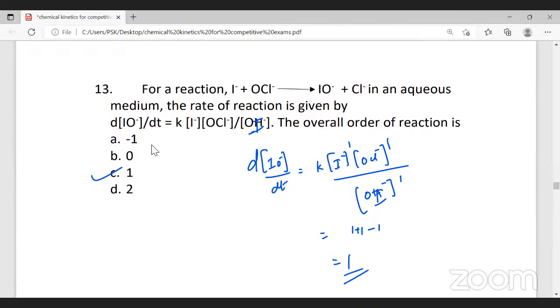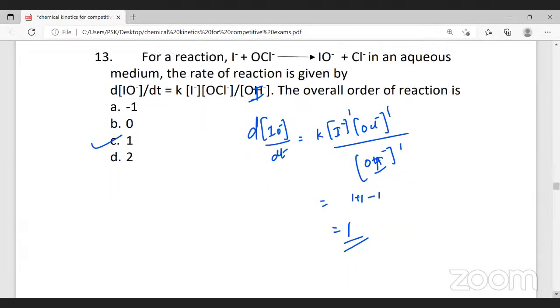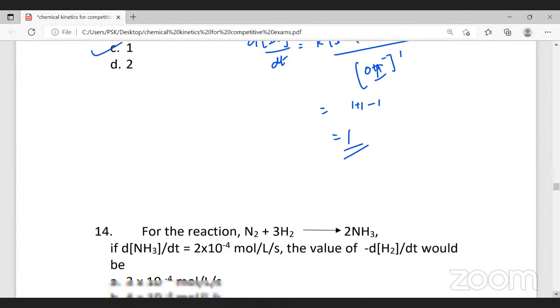Now, next, clarification, students. We are doing a lot of problems today. A lot of theory also is left out. Next class, we'll do some theory. Few more problems we'll work today.